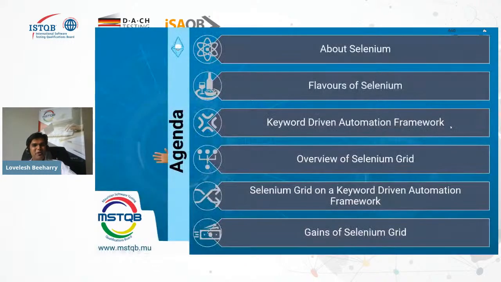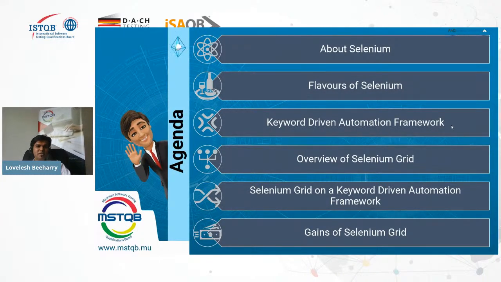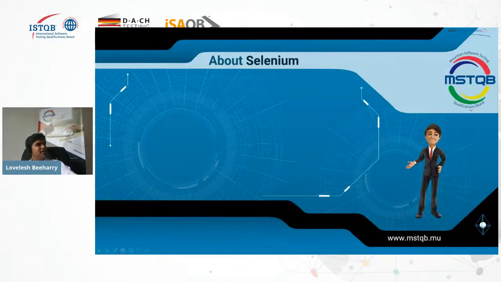So what are we going to talk about today? So obviously there will be some flavors of Selenium. So we'll have a small introduction about Selenium, the different products in terms of automation solution that Selenium is proposing to the market. We'll just have a brief introduction as well on what is a keyword-driven automation framework. We'll have some overview about Selenium Grid and how we can implement Selenium Grid onto a keyword automation framework. And also we'll finish with the gains of the grid. So what are the advantages of implementing the Selenium Grid? So without further ado, let's get into the subject.